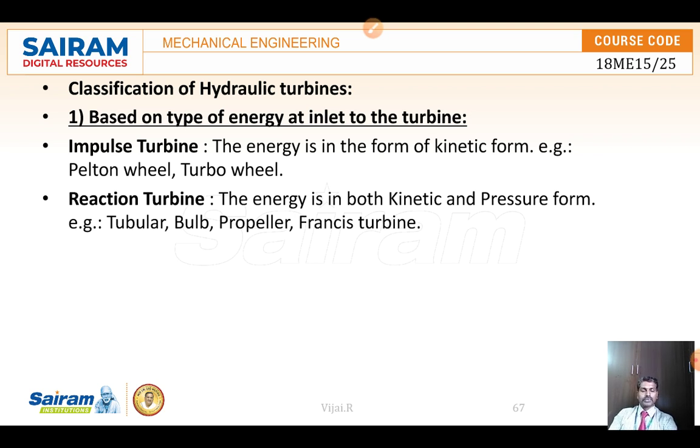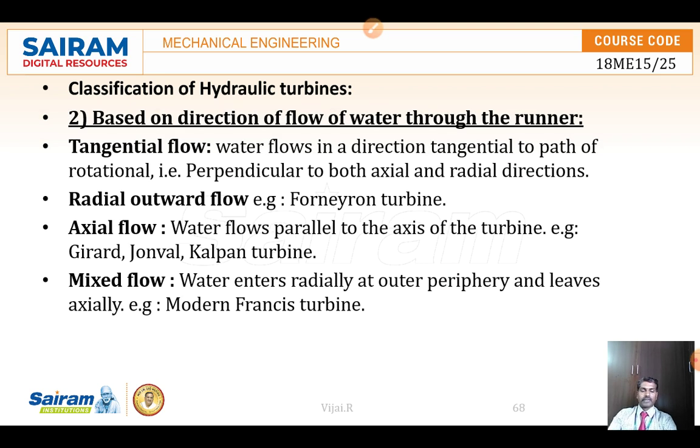There are examples for these impulses: Pelton wheel turbine and the turbo wheels. The reaction turbine is where both the kinetic energy and pressure energy hit on the turbine blades. Here, a Francis turbine is an example. In the further classes, further videos, we are going to discuss the Pelton wheel turbine and Francis turbine.